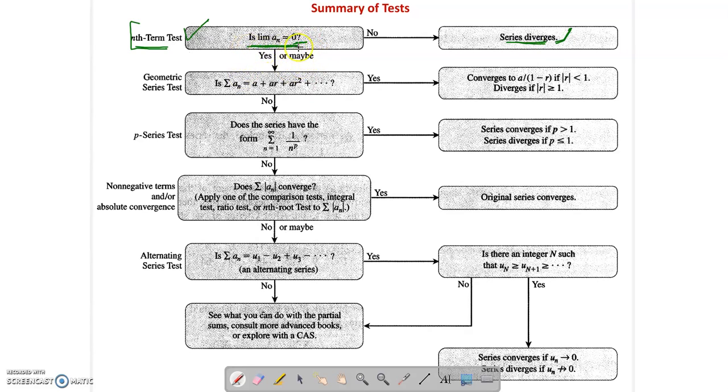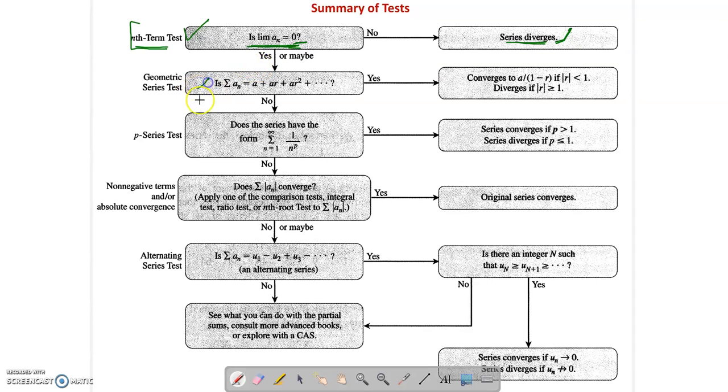Now, if this limit turns out to be 0, after that you have to gauge the terms of the series. Is there a specific pattern? Is it a geometric series? Is it a p series? Is it an alternating p series? Or is it an alternating series? So gauging the type of the series, we can decide which test we should apply.